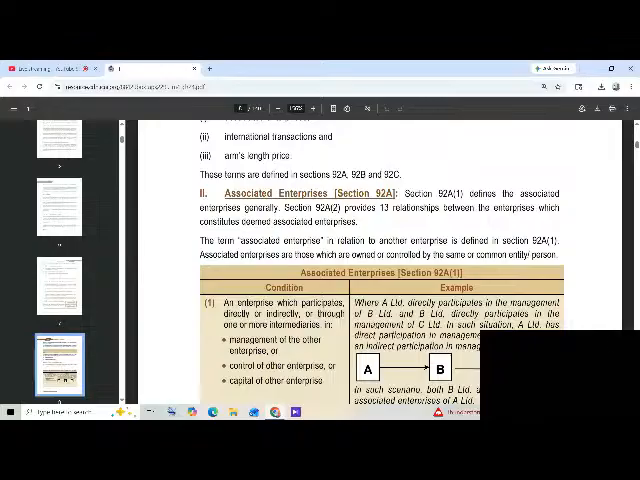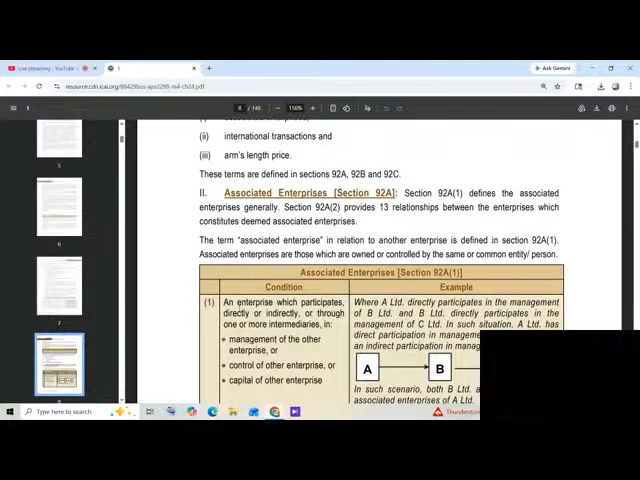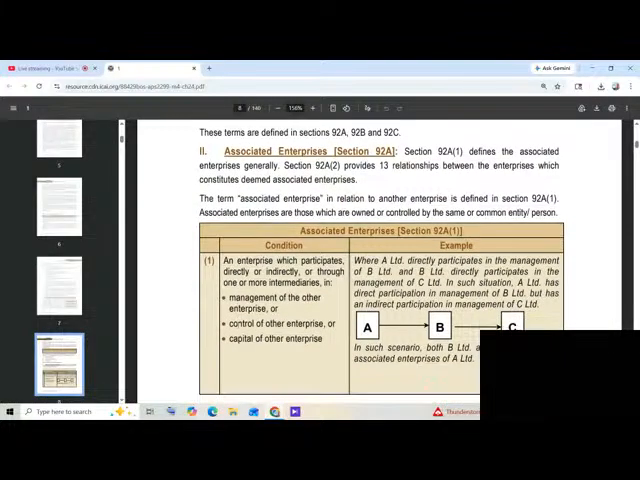Associated enterprises are those which are owned or controlled by the same or common entity or person. So, let's say an enterprise which participates directly or indirectly or through one or more intermediaries in management or control or capital of the other enterprise. Example, let's say where A Limited directly participates in the management of B Limited and B Limited directly participates in the management of C Limited. In such situation, A Limited has a direct participation in management of B Limited, but has an indirect participation in management of C Limited. In such a scenario, both B and C would be associated enterprises of A Limited.